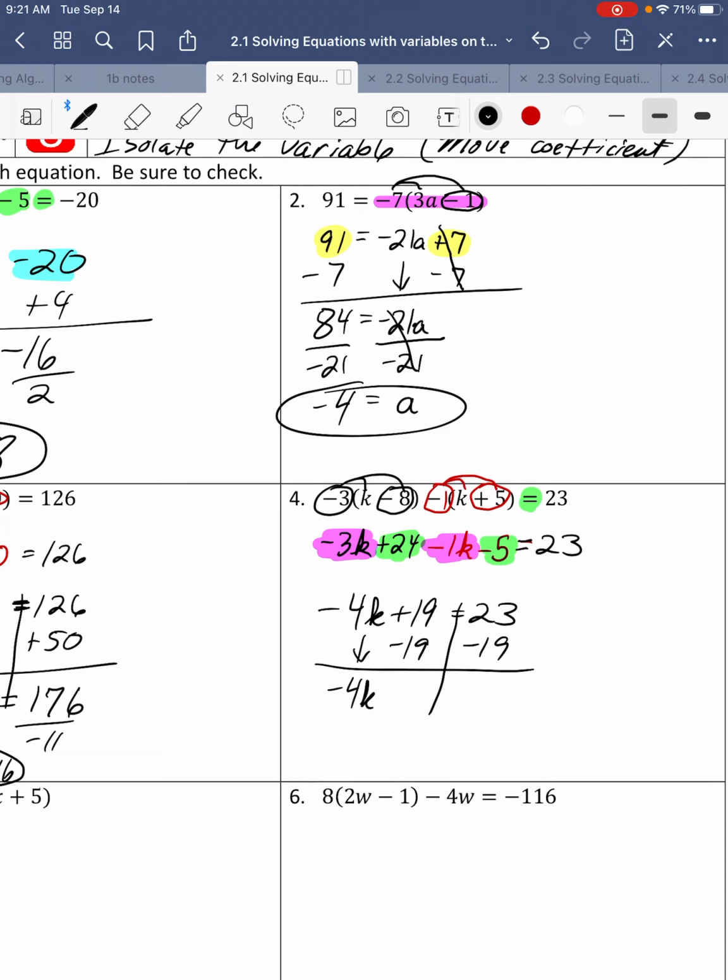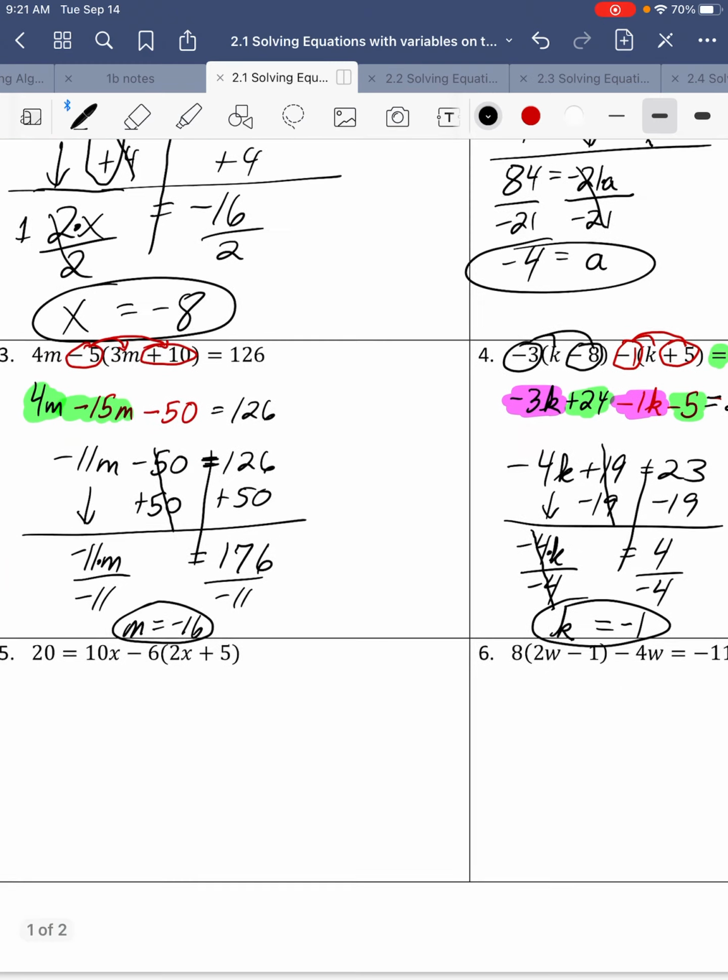You have a -4k that is going to come down. We didn't do anything with that. 19 minus 19 is 0. 23 minus 19 is 4. Then you're looking at -4k equals 4. That's multiplication. You're going to divide, the opposite operation is division. You're going to divide by -4. -4 divided by -4 is 1. 1 times k is k. 4 divided by -4 is -1.